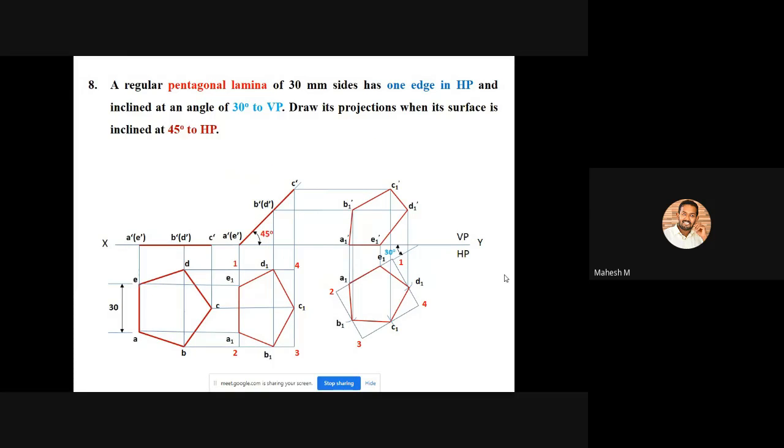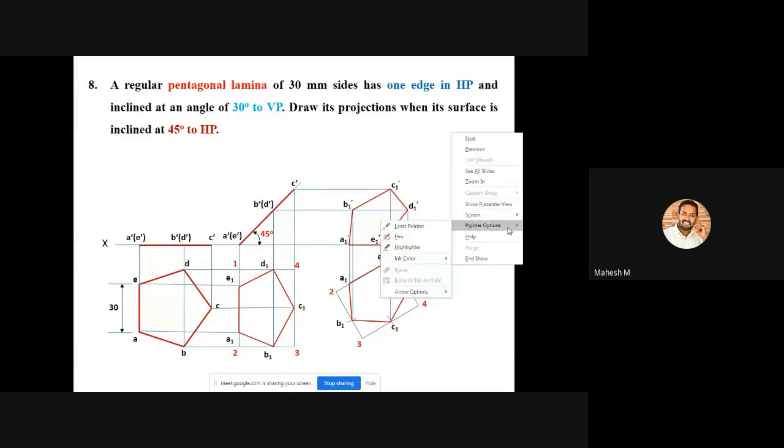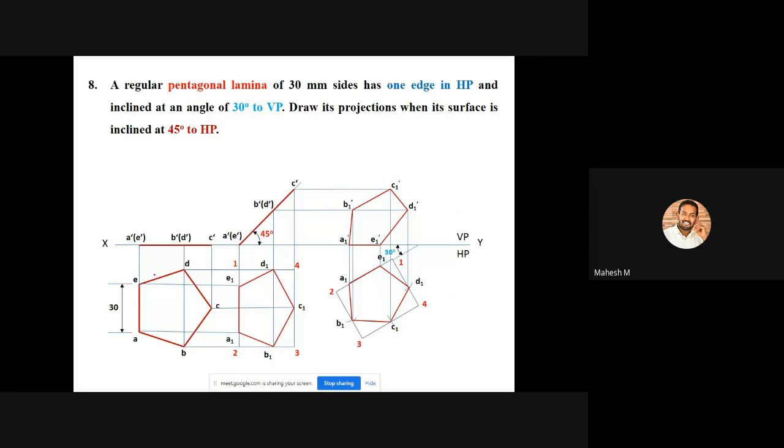Okay, so this is our previous problem. You should highlight all the red color values that are mentioned here, the red color lines. You should use your HP pencil for marking these red lines. You should highlight all the required front views and top views with your HP pencil.